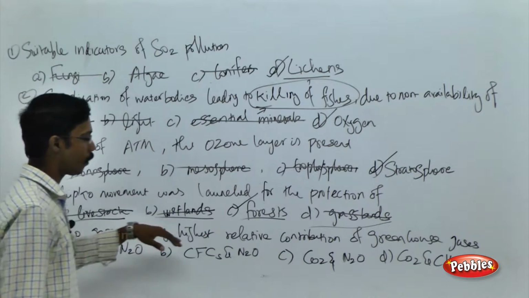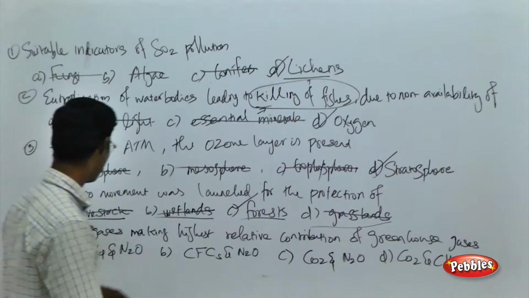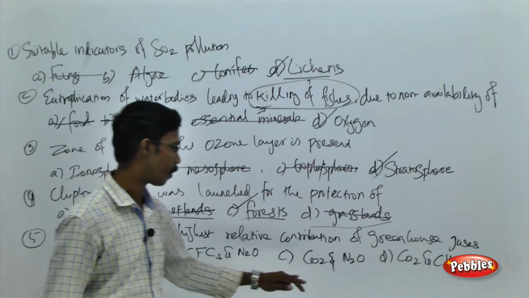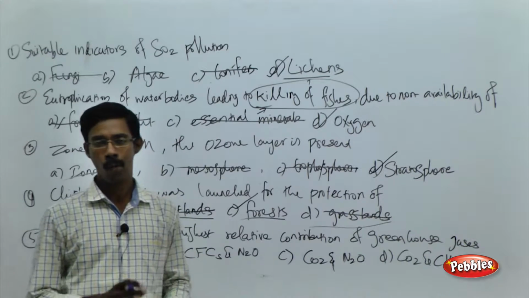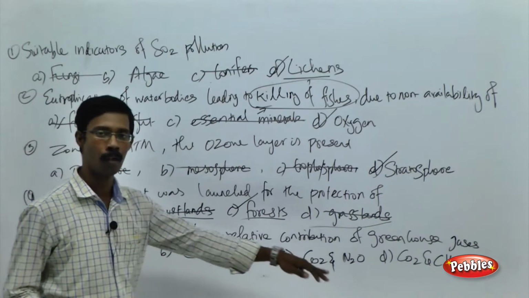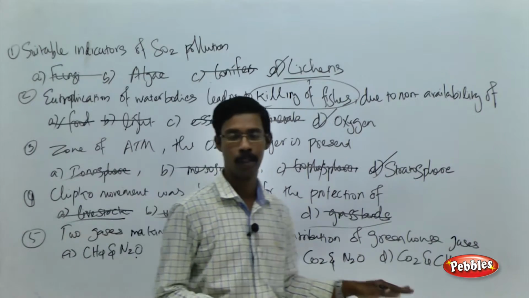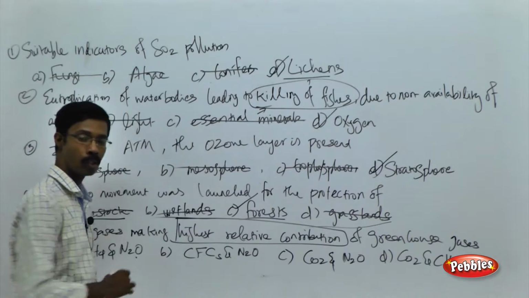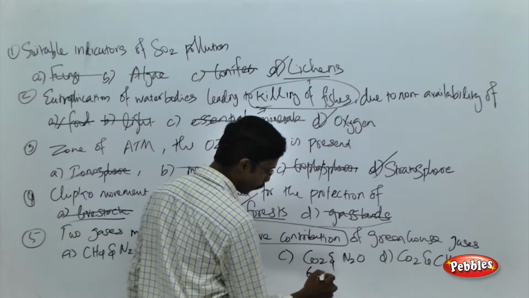The two gases making the highest relative contribution to the formation of greenhouse gases are. See the choices: methane and nitrous oxide; CFCs, chlorofluorocarbon and nitrous oxide; carbon dioxide and nitrous oxide; and carbon dioxide and methane. The point you have to remember over here is that all the choices are correct because they all contribute to the greenhouse effect: chlorofluorocarbon, nitrous oxide, carbon dioxide and methane. But the question is asking about the highest relative contribution. This is the point you have to remember. As I told you, carbon dioxide contributes around 60%.